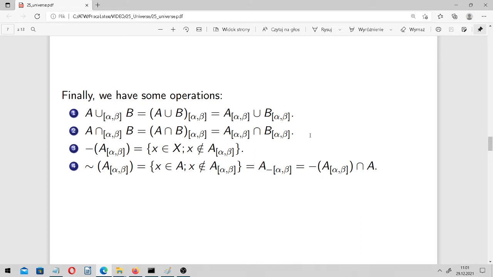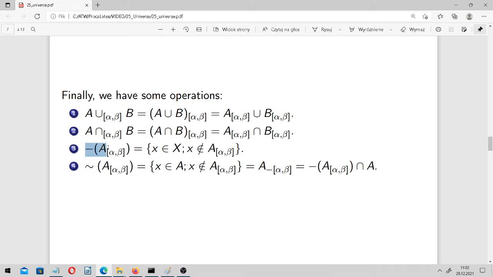Finally, we have some basic algebraic operations. Alpha beta union means that we prepare the union of two sets, but we take only those elements which have visibility between alpha and beta, including alpha and beta if this set is closed, but it may be open, of course. The same with intersection, yes, alpha beta intersection of A and B.